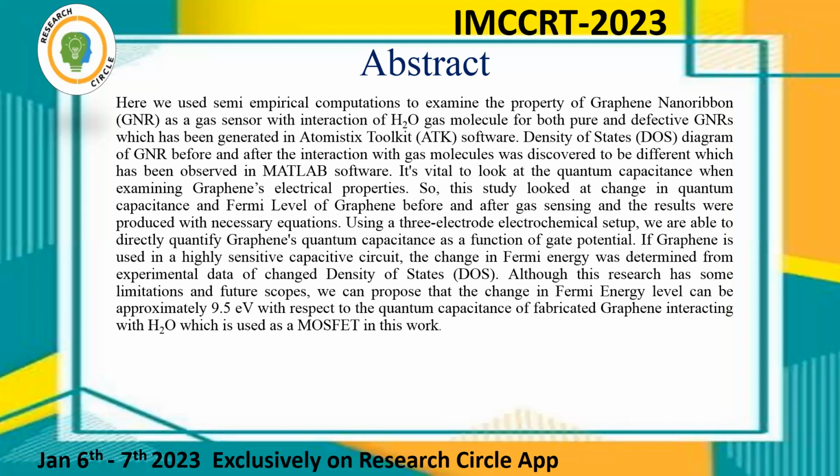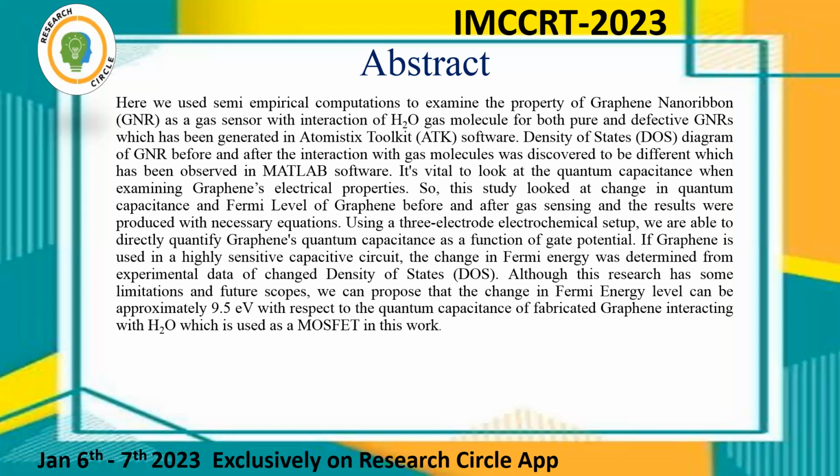Using a three-electrode electrochemical setup, we are able to directly quantify graphene's quantum capacitance as a function of gate potential. Quantum capacitance is also called chemical capacitance, which actually refers to the variation of electrochemical potential, and in depth we can say it is called the variation of electrical charge of a device in a particular surface.